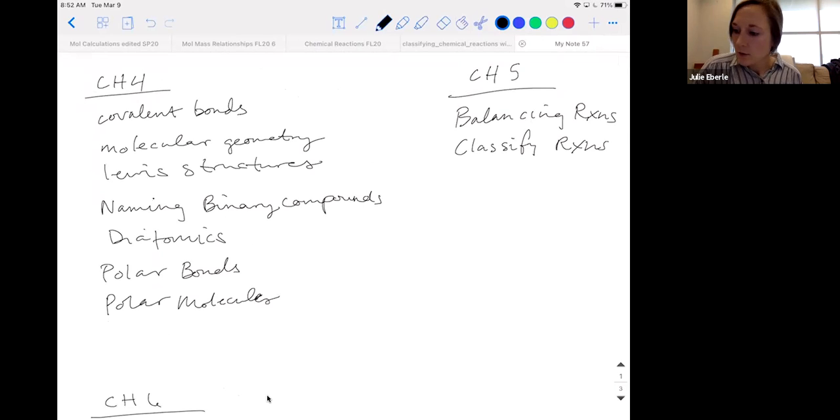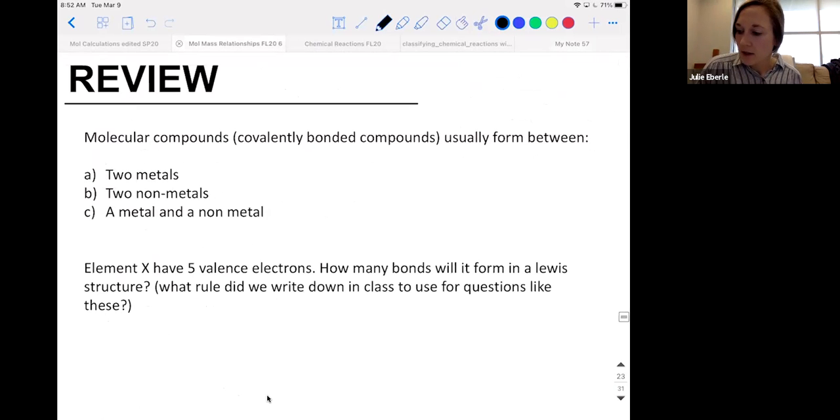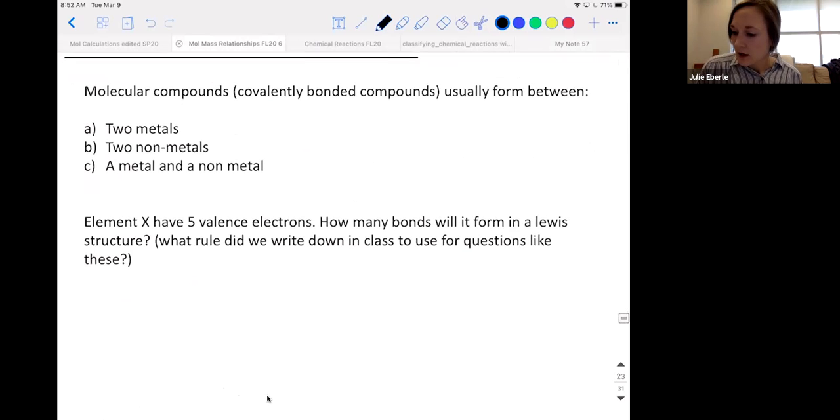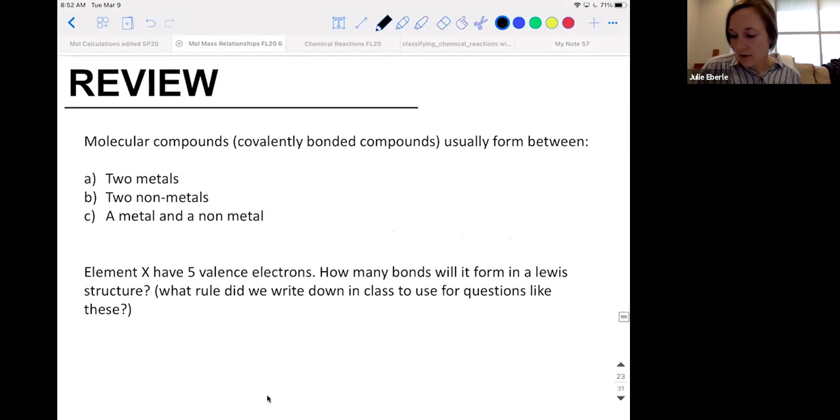Okay, let's go back to these review slides and spend the next few minutes doing this, and then we're going to get on to Kahoot. So a couple of things. This is chapter 4 stuff. Molecular compounds, covalently bonded compounds.